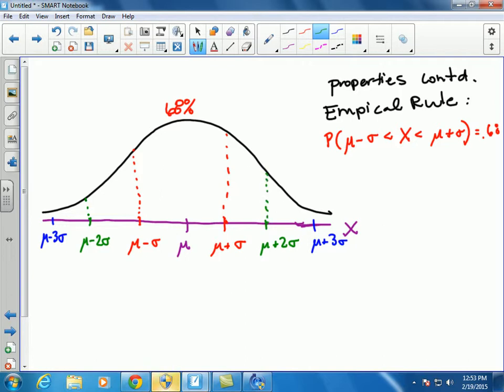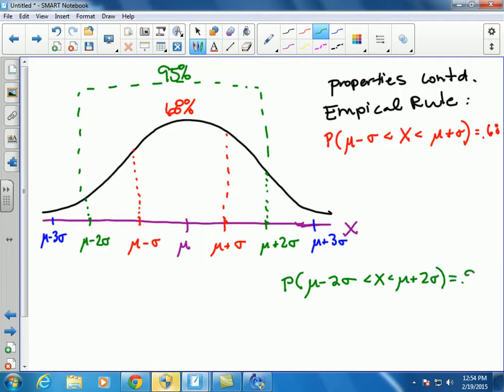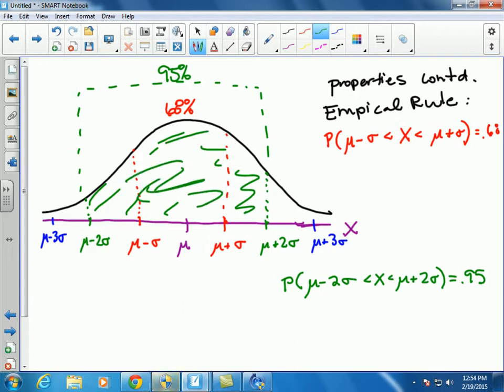at that point you get 95%. So the second part of the empirical rule, I'm going to write it down here because I have more room, is that the probability, if you have 2 standard deviations on the left side of the mean to 2 standard deviations on the right side of the mean, equals 0.95. And what you can see graphically is that there is a lot in between here. It's where the majority of the area under the curve lies.